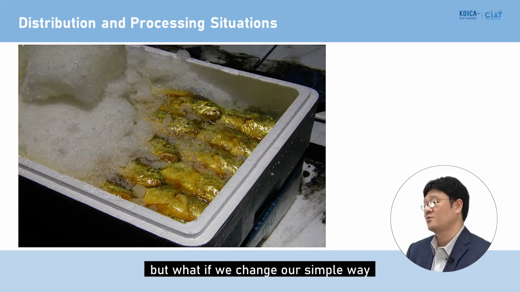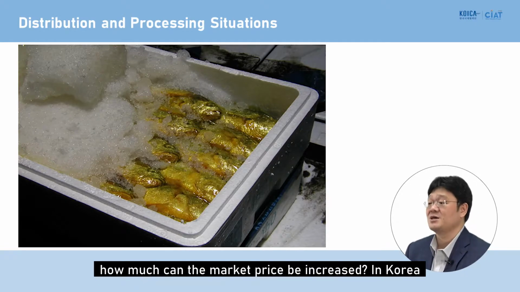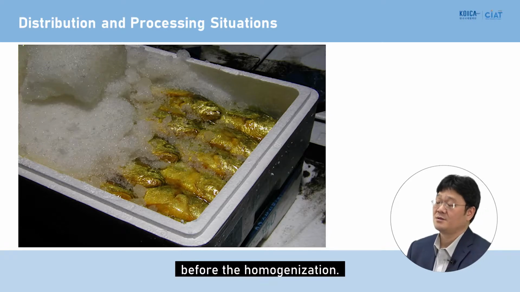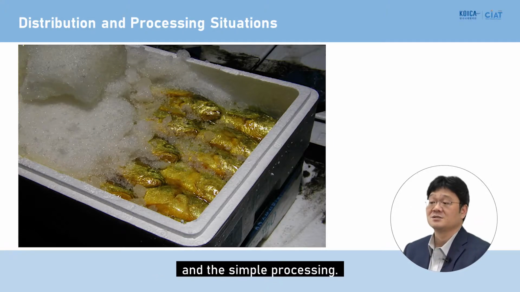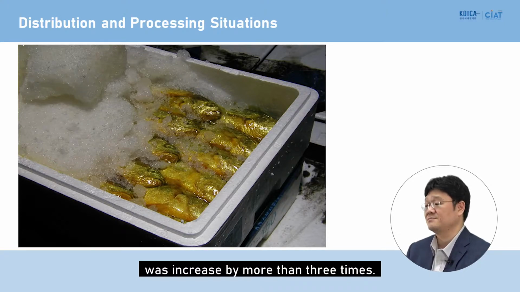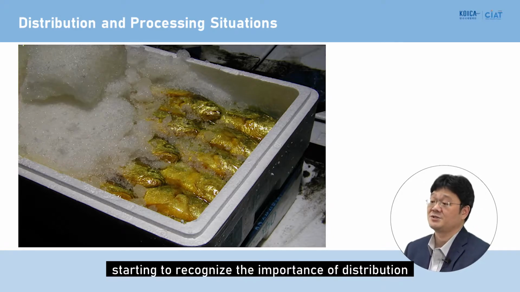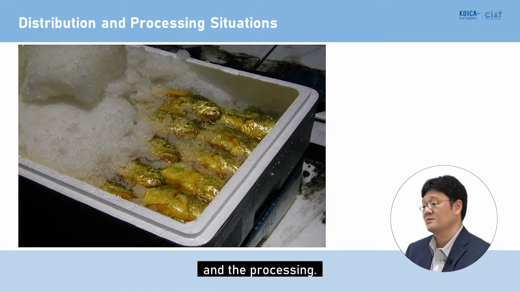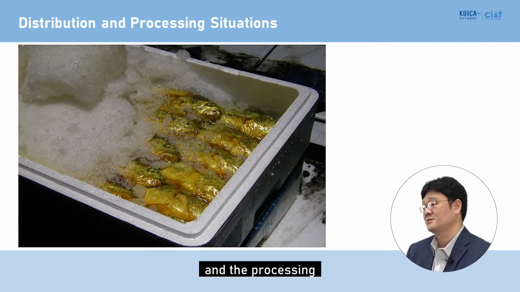But what if we change to the simple way, using the box with the ice? If we keep its freshness, how much can the market price be increased? In Korea, before harmonization, the market price was really cheap. But after standardization and the simple processing, the market price of fish was increased by more than 3 times. Now the farmers and the fishermen have started to recognize the importance of distribution and the processing. That's why more fishermen and farmers pay attention to distribution and the processing nowadays.